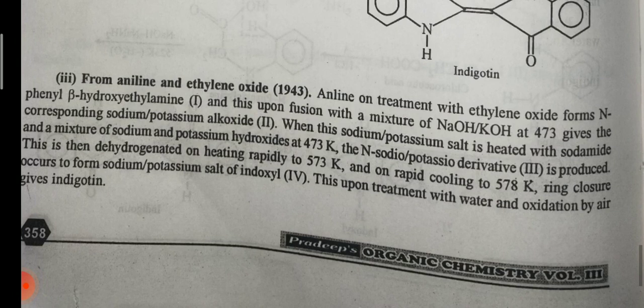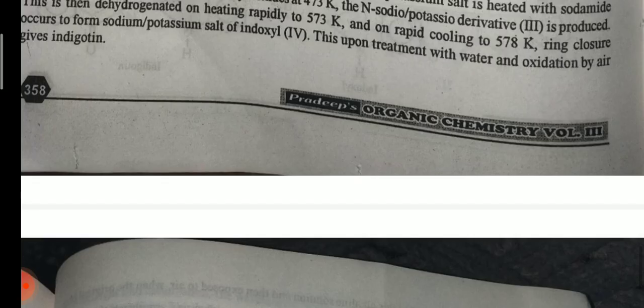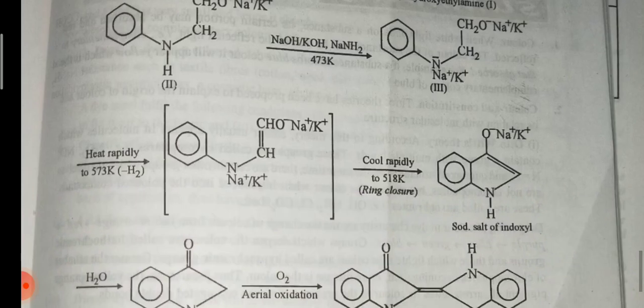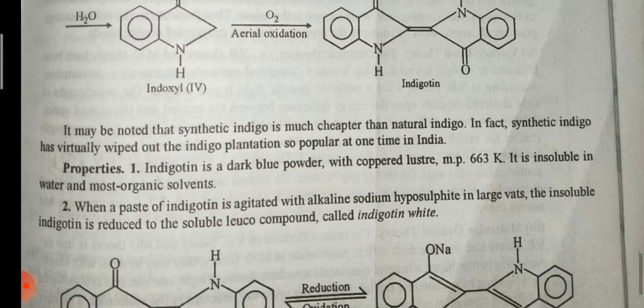This is then dehydrogenated on heating rapidly to 573 Kelvin and on rapid cooling to 578 Kelvin. Ring closure occurs to form the sodium potassium salt of indoxyl, 4. This upon treatment with water and oxidation by air gives indigotine. It may be noted that synthetic indigo is much cheaper than natural indigo. In fact, synthetic indigo has virtually wiped out the indigo plantations so popular at one time in India.